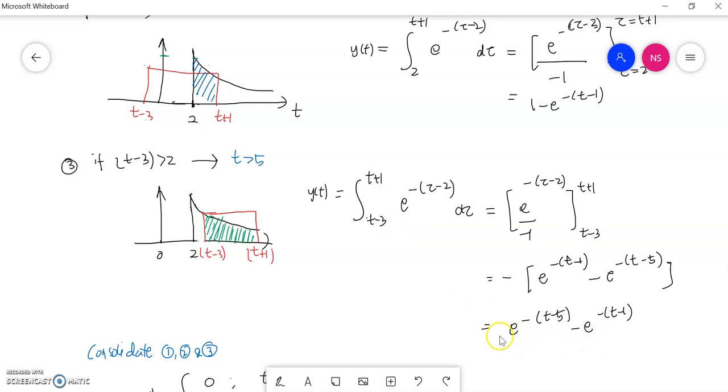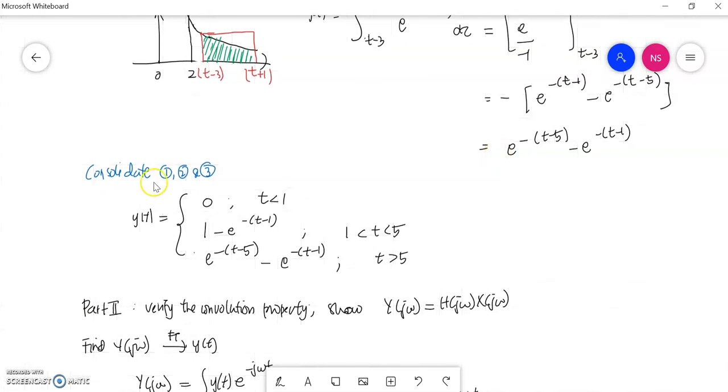So finally we consolidate our cases 1, 2, and 3, by including the result of the integration, as well as where the t applies. So for the first case where t is less than 1, you get 0. For t between 1 to 5, this is my y(t), and for t bigger than 5, this is the result of it.